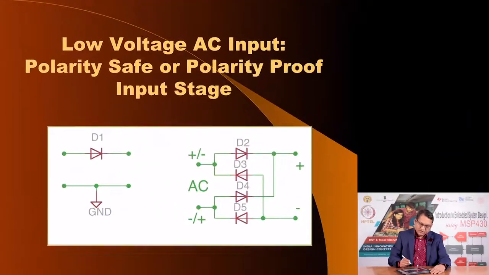So, let us see what all elements are required for creating the power supply. If you have rectified and you have reduced the input voltage from the mains supply to a low voltage, and you want to power your system, you want to ensure that the polarity of the voltage does not affect your circuit. So, we have two options, one what I call as polarity safe. So, this is a polarity safe option.